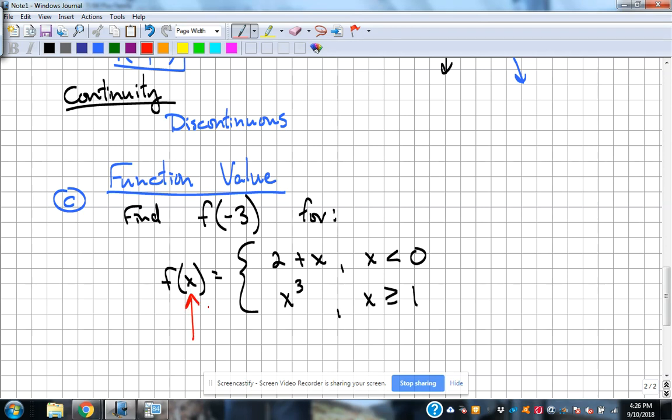Right there, that notation says f of x. So anytime you have that, -3 is an x value. We just have to know which piece to plug it into. To find out, you say -3: does it fit this inequality or this inequality? Is -3 less than 0, or greater than or equal to 1? Less than 0. So which piece are we going to use to find the value? That one. That's what function value does for us.